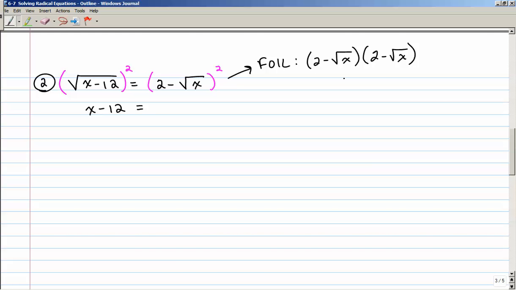So when I FOIL, my first gives me 4. My outer gives me a negative 2 square root of x. My inner gives me a negative 2 square root of x. And my last gives me a plus x, because a negative square root of x times a negative square root of x is just x. And this will simplify to 4 minus 4 square root of x plus x, because negative 2 square root of x plus another negative 2 square root of x is a negative 4 square root of x. So I'll put that over here.